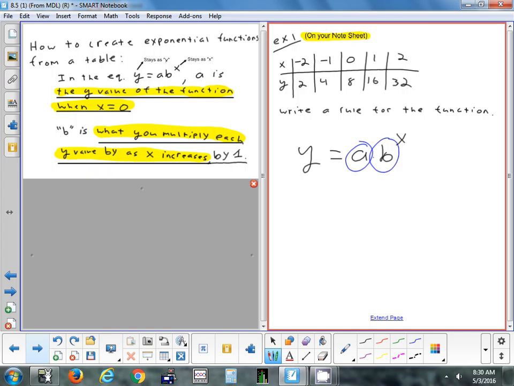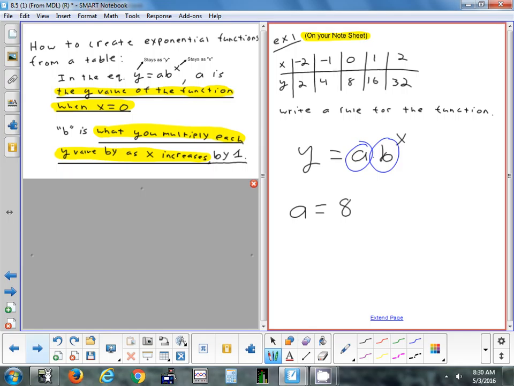Okay, so look at your table. Find where x is 0 in that table, and tell me what's the y value when x is 0. 8. So that tells me a is what number? 8. Okay, so a is 8.